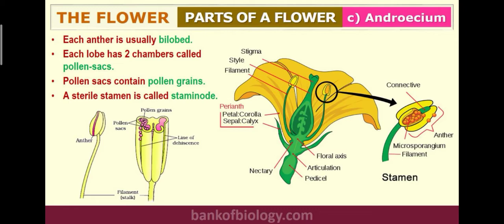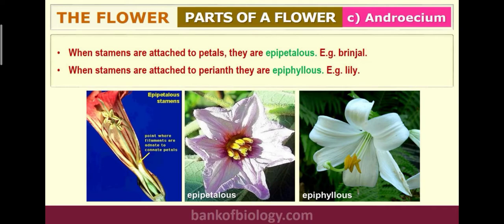Each lobe has 2 chambers called pollen sacs, and the pollen sacs contain pollen grains. A sterile stamen is called a staminode. Okay. When the stamens are attached to the petals, they are epipetalous. जब stamen petals से attach होता है, they are called epipetalous.